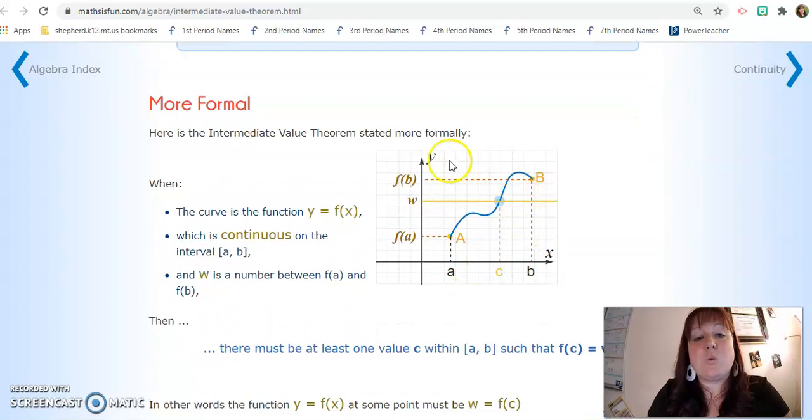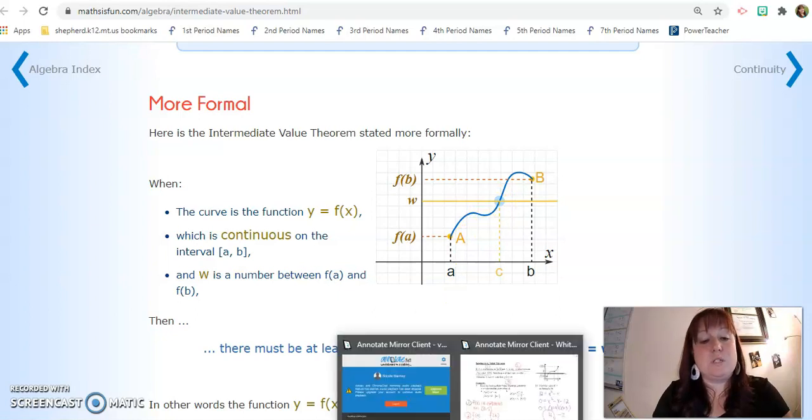So back to our formal definition, if a curve is continuous on the interval a to b, then there is a y value in between the y value of a and the y value of b. We are guaranteeing that there is an x value that produces that y value. Okay? So let's go back to the notes.